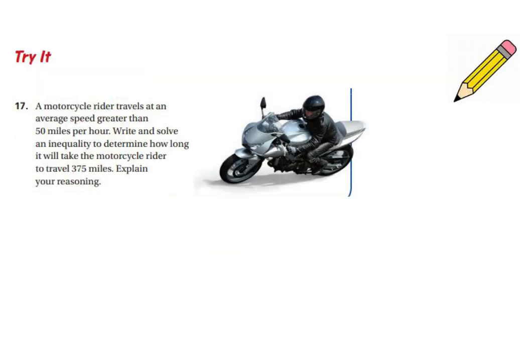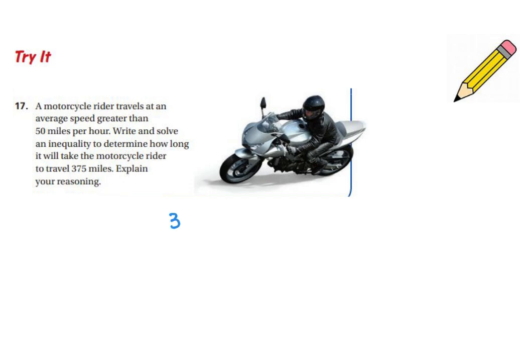This last one is a try it for you. A motorcycle rider travels at an average speed greater than 50 miles per hour. Write and solve an inequality to determine how long it will take the motorcycle rider to travel 375 miles. Explain your reasoning. Push play when you think you have it, and then we'll talk through it.